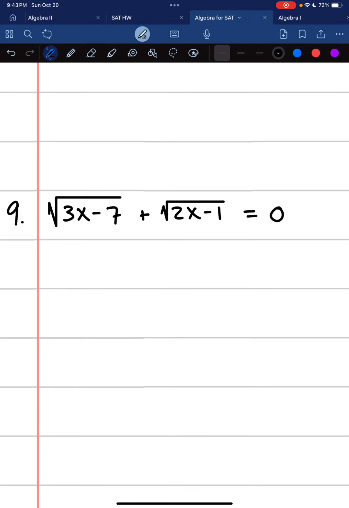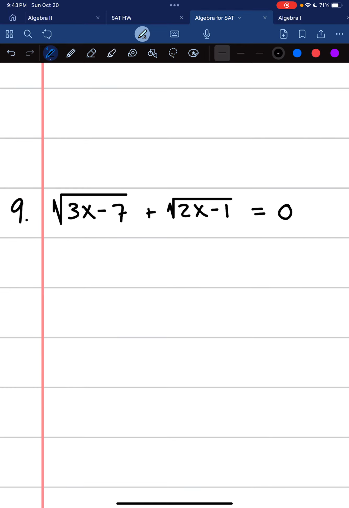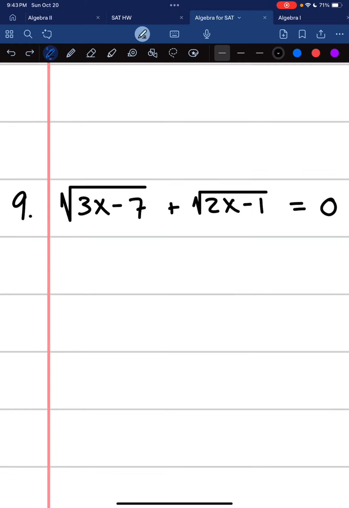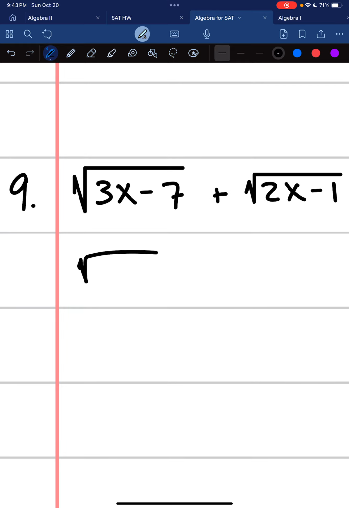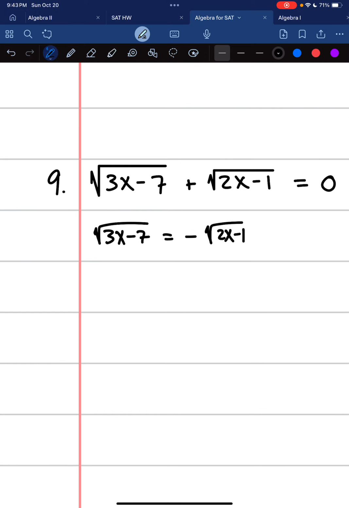Alright, now let's try this one. Actually, we'll skip this one. Why don't we go to number 9 instead? So in this case, again, we have two radicals. So what we're going to do here is move this one to the left side. So I'm going to subtract root 2x minus 1 from both sides. And I end up with root 3x minus 7 equals negative root 2x minus 1, because I subtracted root 2x minus 1 from both sides.